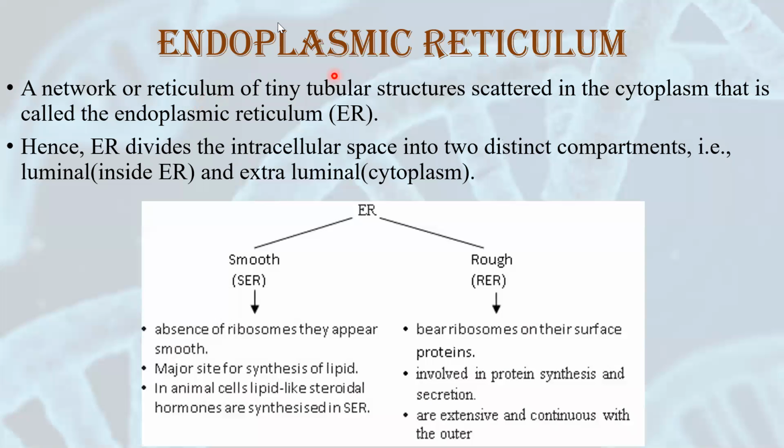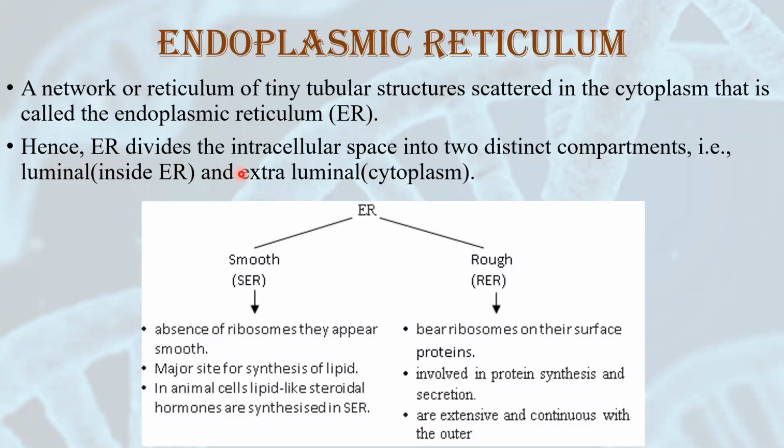First of all, let's study endoplasmic reticulum. Reticulum means a network. Endoplasmic means inside the plasma or cytoplasm. So the network that is present inside the cytoplasm is called endoplasmic reticulum. See, a definition is given. A network or reticulum of tiny tubular structures scattered in the cytoplasm is called endoplasmic reticulum, and in short we are going to write it as ER.